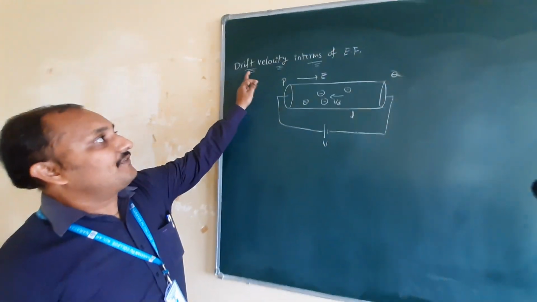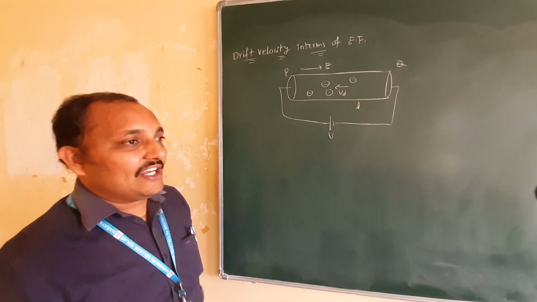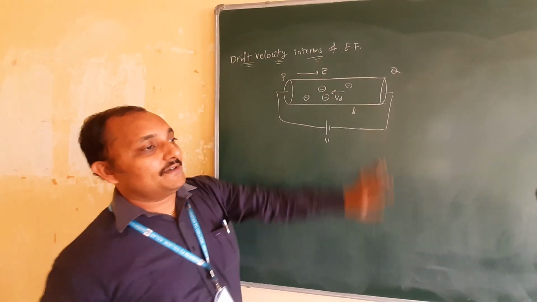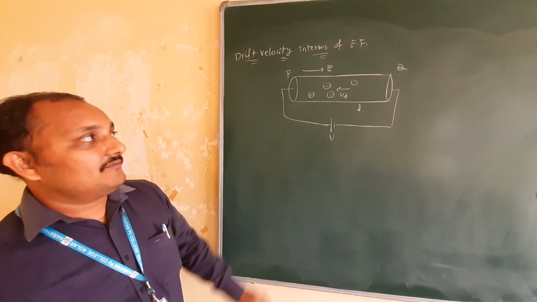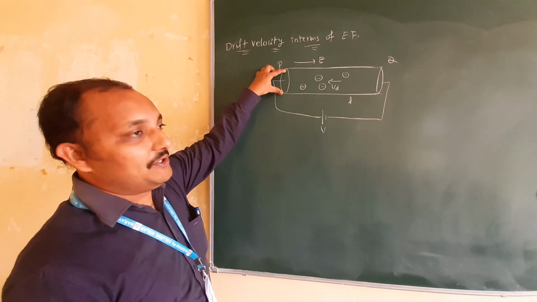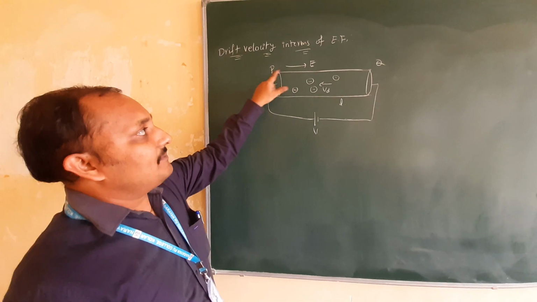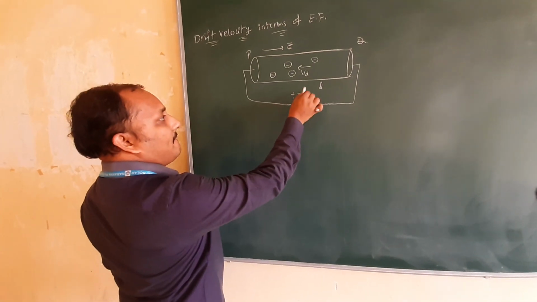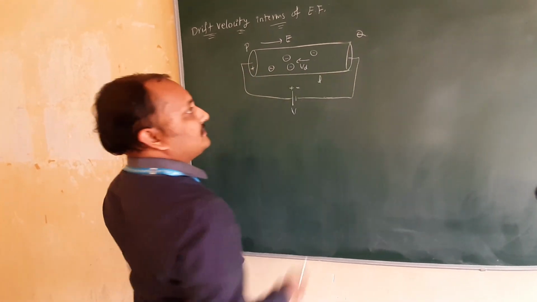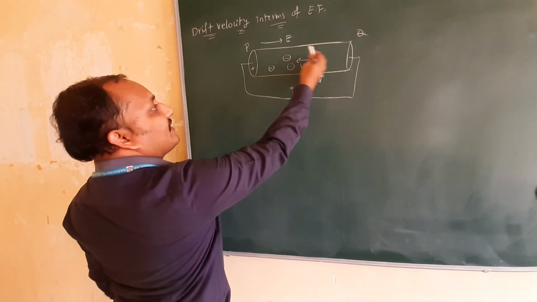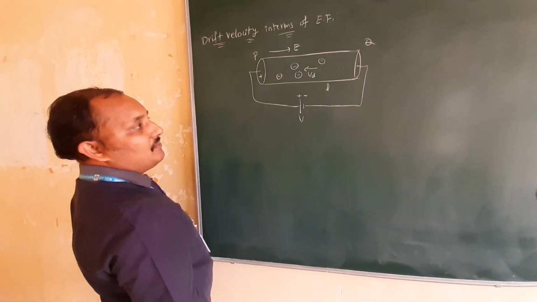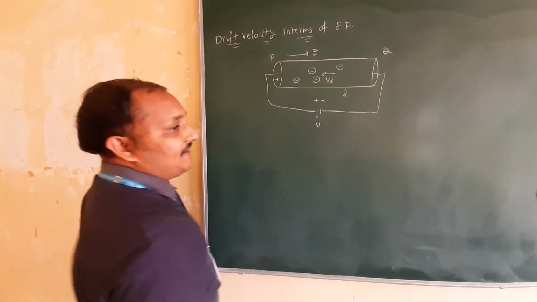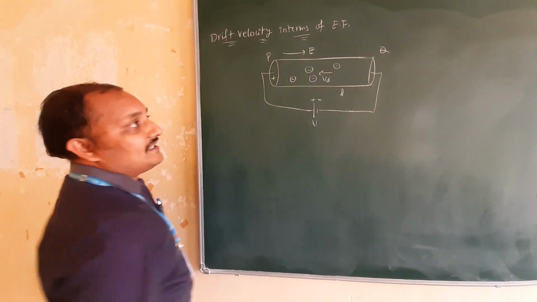Now, drift velocity in terms of electric field intensity or relaxation time. For this I have taken one conductor PQ. Whenever I connect PQ to an external battery, this becomes the positive terminal and this becomes the negative terminal. All the negative electrons are going to be shifted towards the positive end. Then all these electrons are moving with some drift velocity in the presence of the external electric field.